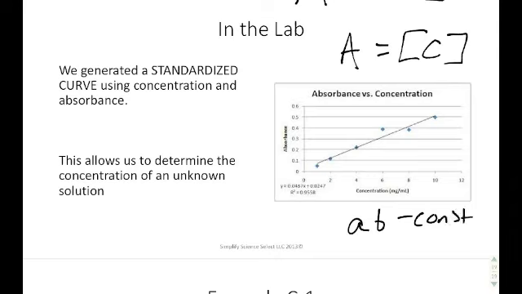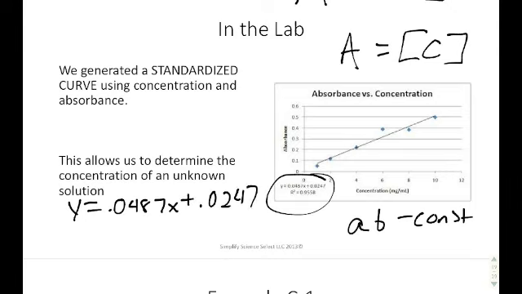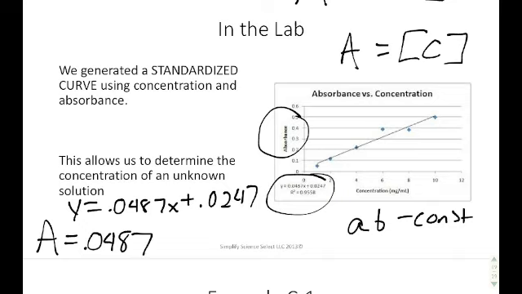So this allows me to generate this relationship, and I could get this equation right here. The equation that I generate would be y equals 0.0487x plus 0.0247. Okay, so when you were to look at this, you say, okay, well, what does this mean? Well, on the y value, you have your absorbance. So I could say absorbance equals 0.0487. This represents the combination of the absorptivity and the path length.